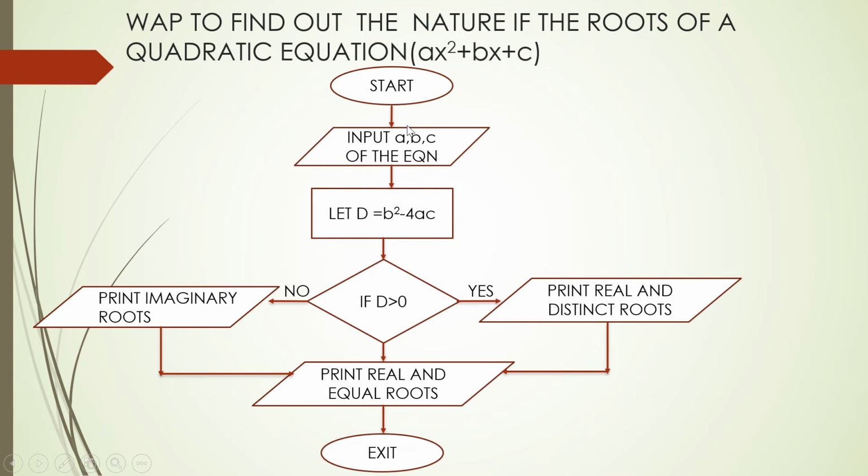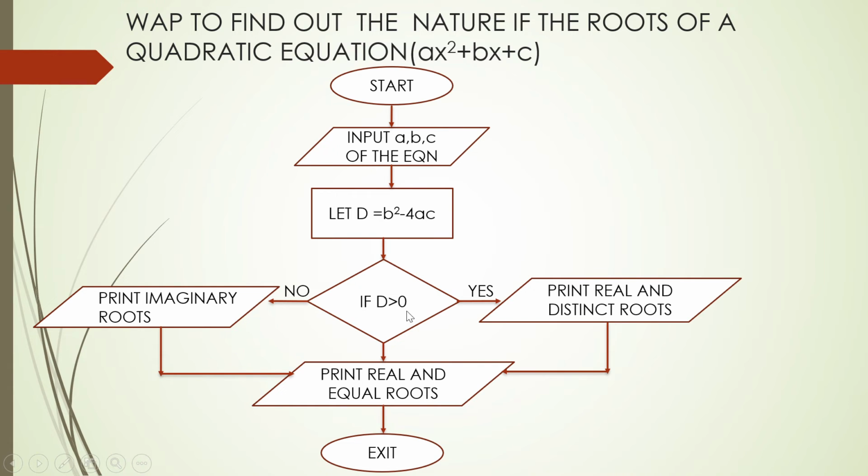So a, b, c are three boxes in which the values of a, b, c will be stored. D is another box in which the value of b square minus 4ac will be stored. What is d? D is the discriminant, and the formula for this discriminant is b square minus 4ac, and the value of this whole thing will be stored in this d. Now this d is not constant, it is a variable, as it depends on a, b, c, which are given by the user, and it may change every time the user executes the program.